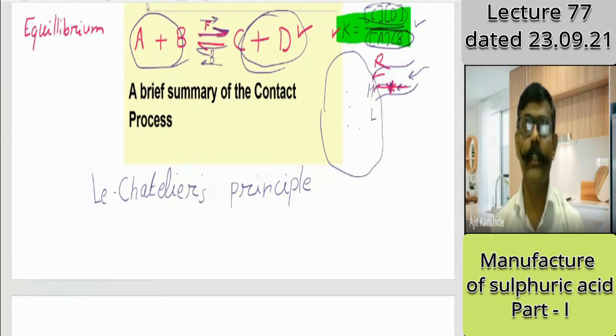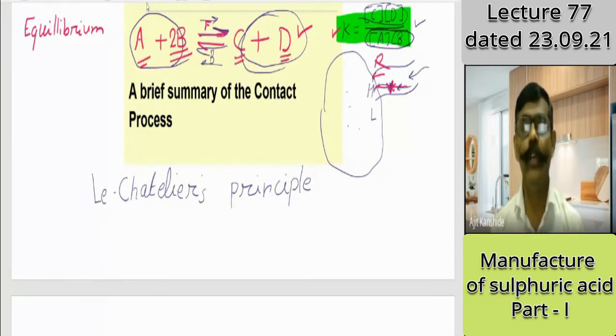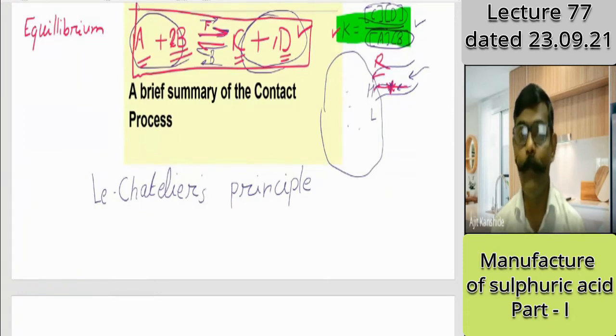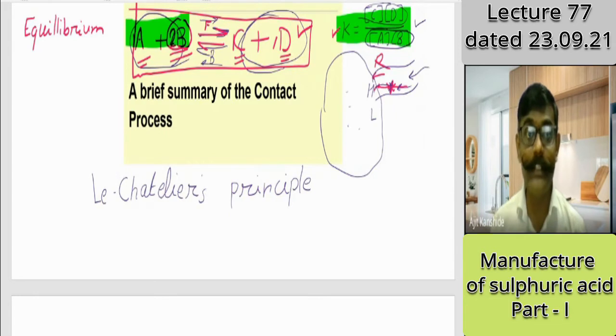If I consider one molecule of A and two molecules of B, then the number of reactant molecules here is more. The product molecules are C and D, only one molecule of C and one molecule of D. So in that reaction vessel, if you find the number of molecules, B is more. In particular, the reactants are more. If the reactants have a large number of molecules, it means the concentration of the reactant will be high.